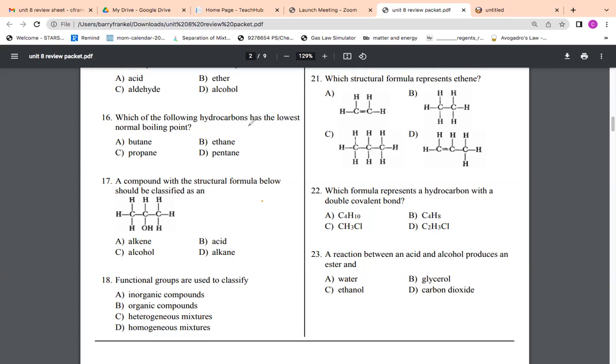The real reason that smaller hydrocarbons have low boiling points, I'm going to write this down, is because of weaker intermolecular forces. Lots of abbreviations, guys. So smaller hydrocarbons have low boiling points because they have weaker intermolecular forces.